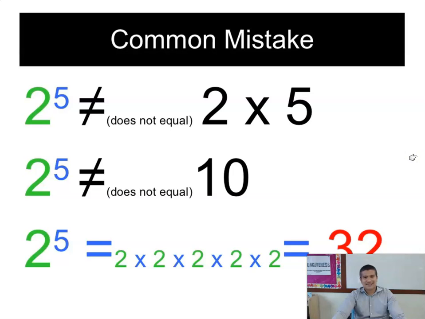It is not correct to say that 2 to the power of 5 is equal to 2 times 5, because what you're going to do is multiply 2 times 2, five times. So 2 raised to the power of 5 is not equal to 10.